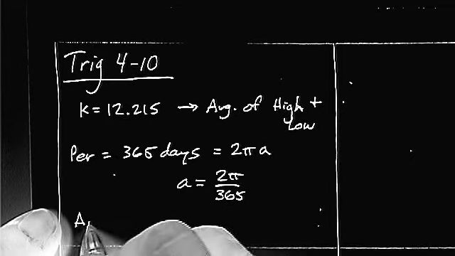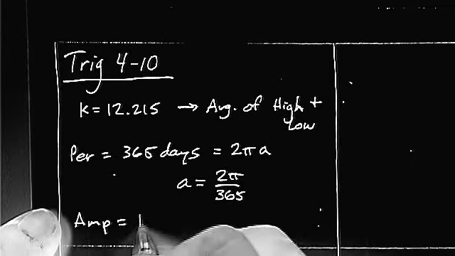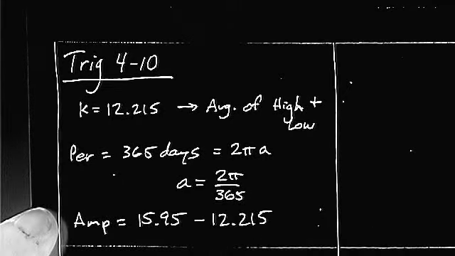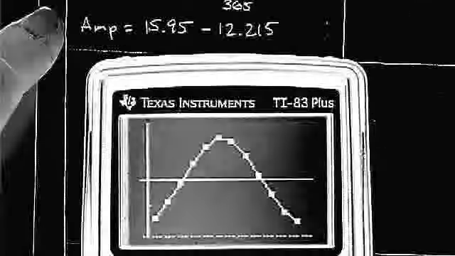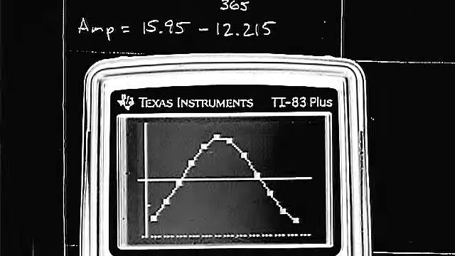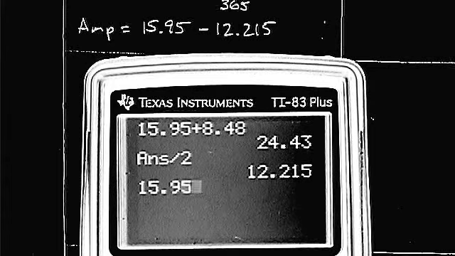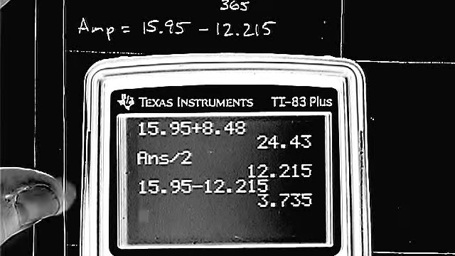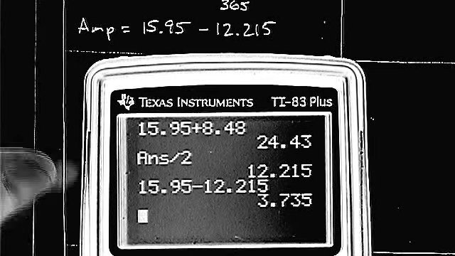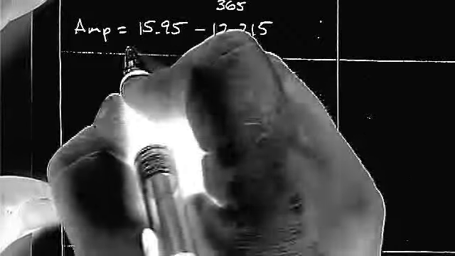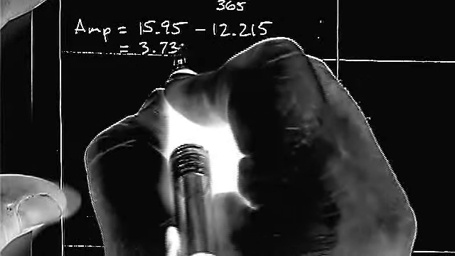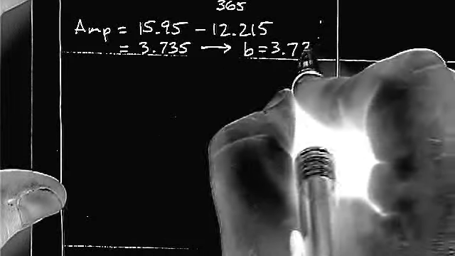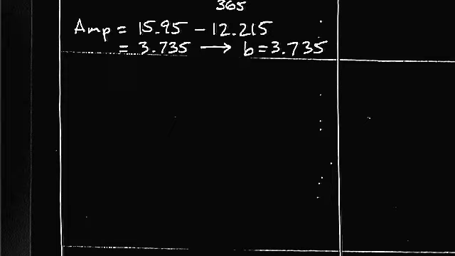I bet we can find the amplitude of the wave, right, by taking the high value, 15.95, and subtracting the center line of the wave. High value minus the center line. And so 15.95 minus 12.215 gives me 3.735. That's the value from the high to the center line. So amplitude 3.735. We know that that is the value of B. So far we almost have everything we need for our equation.